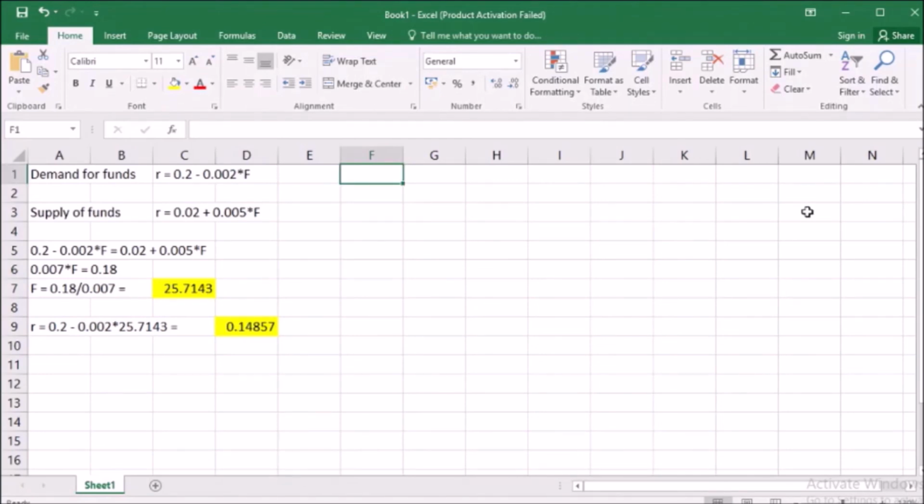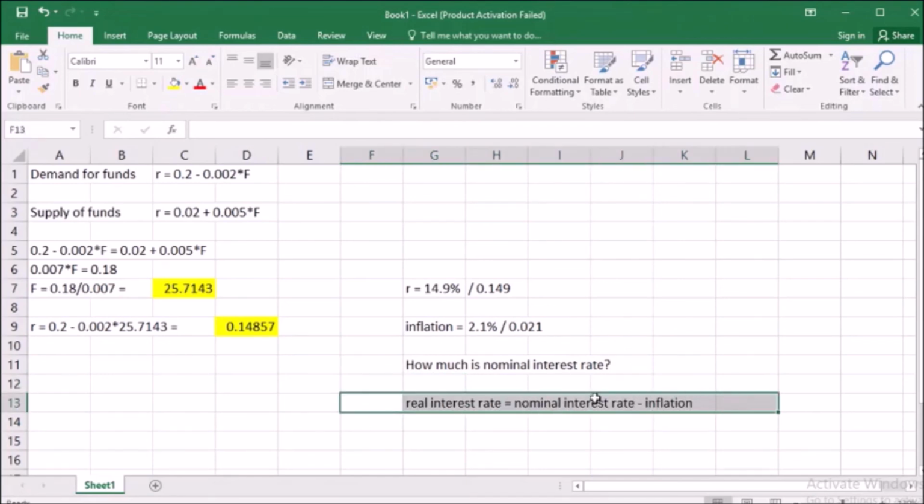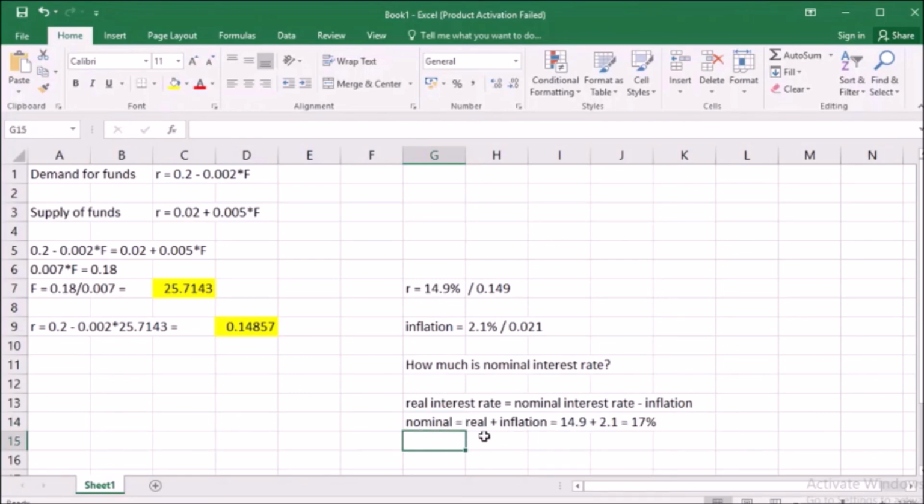Next, for a quick review of real versus nominal interest rates, consider the following example. If real interest rate is 14.9% or 0.149, and let's say inflation is equal to 2.1% or 0.021, how much of a nominal interest rate would that imply? We've previously mentioned that real interest rate is equal to the difference between nominal interest rate and inflation. Simply rearrange that for nominal interest rate. That would give you a nominal interest rate as a sum of real interest rate and inflation. 14.9 plus 2.1 equals 17%.